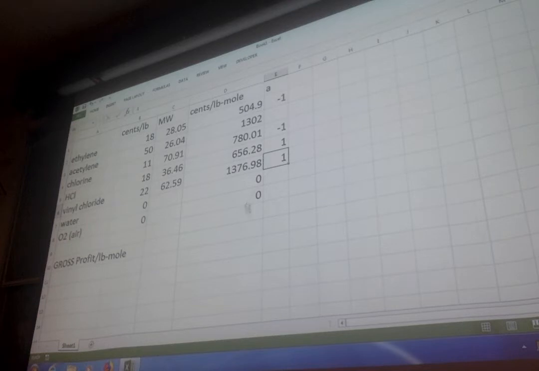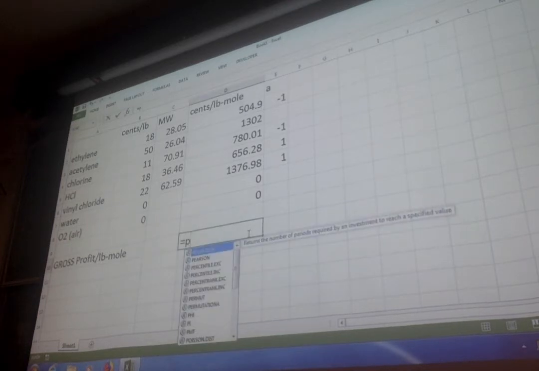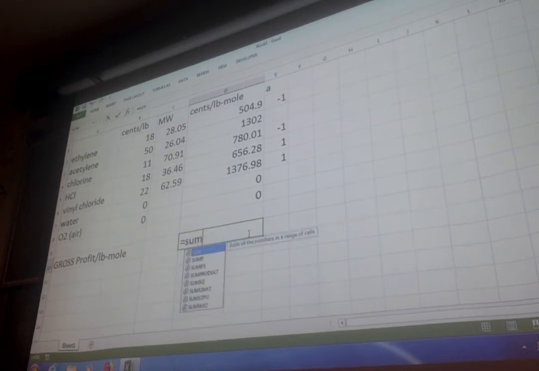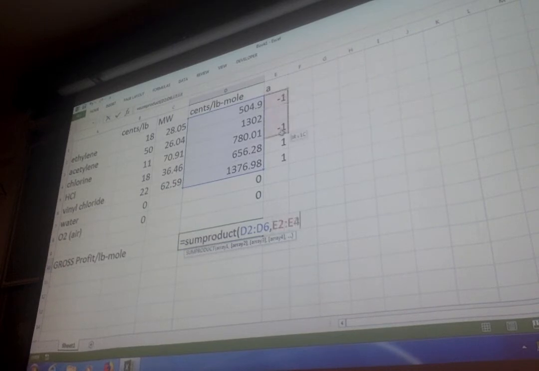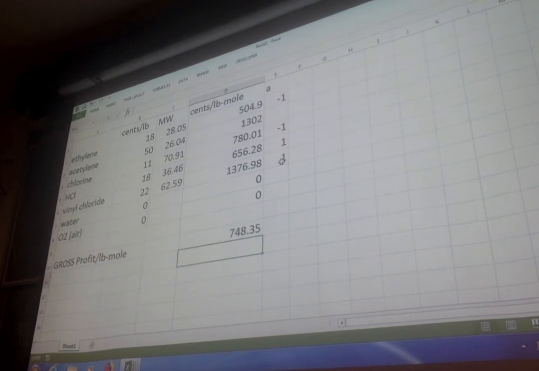I believe it's sum product. I don't even know this. It's sum equals sumproduct, open parenthesis, highlight the first column, comma, second column, close the parentheses, and 748.35 is the gross profit we would make from reaction A.